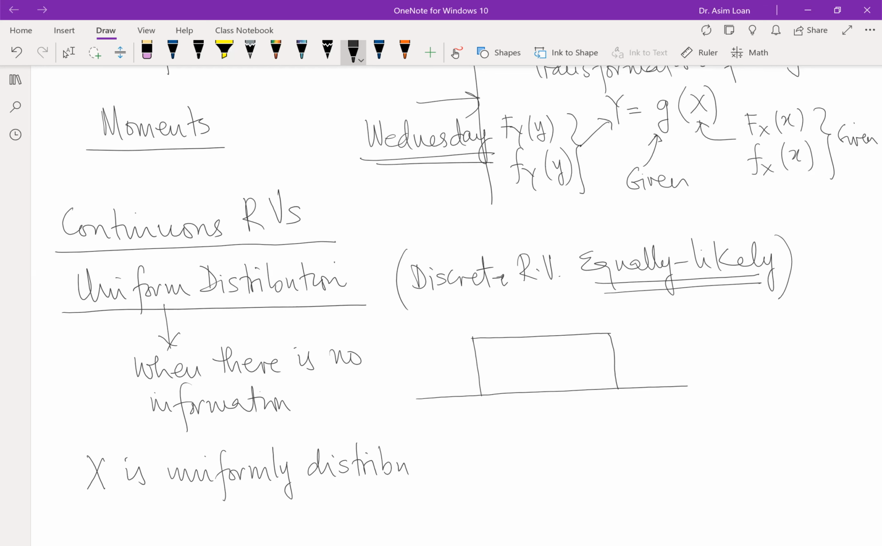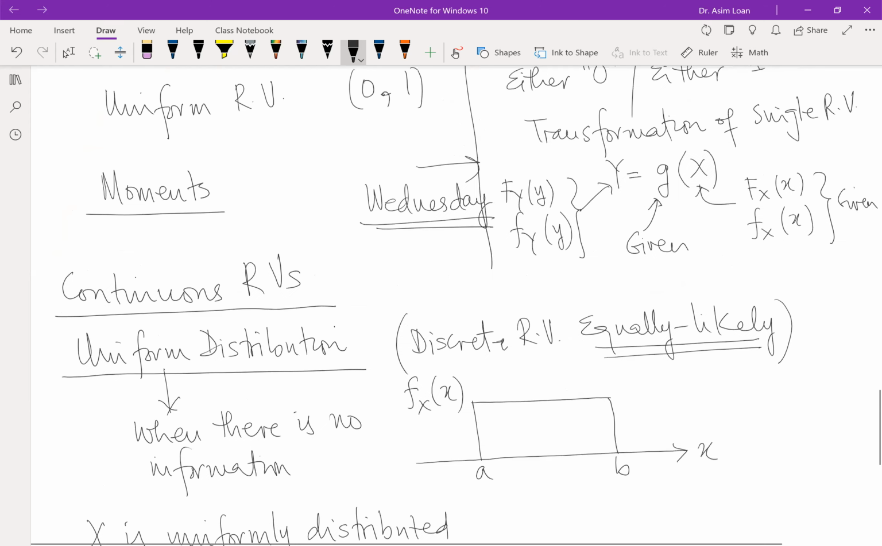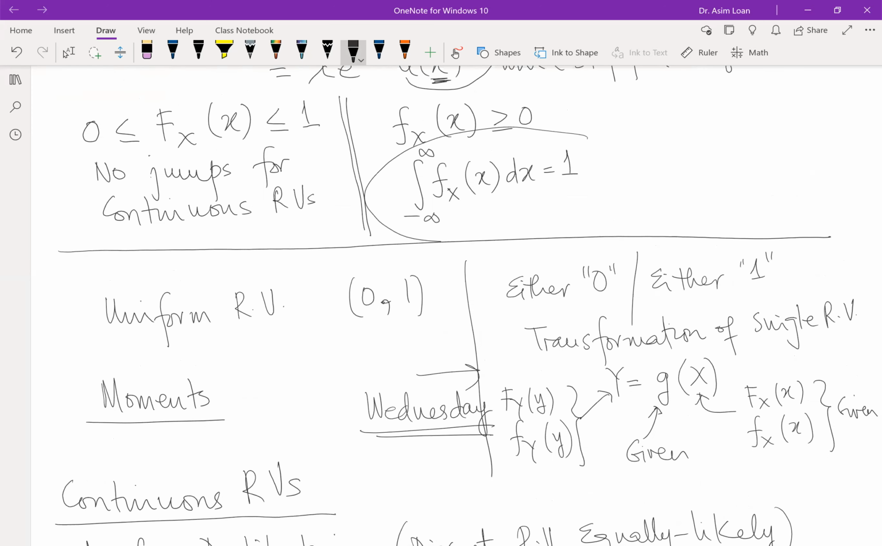You don't say uniformly densityed. So it's uniformly distributed over AB. So A and B are some constants, and this is X. So this is the uniform density. So this is the PDF of a uniform random variable. And obviously now, since we know this thing, we know the area has to be 1.